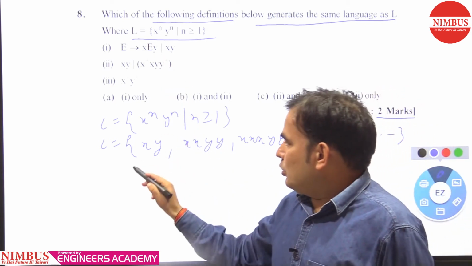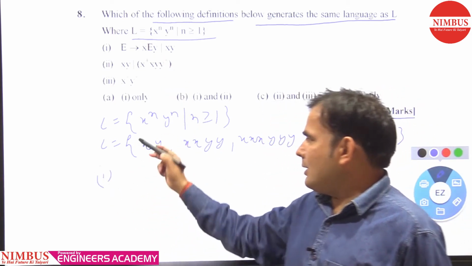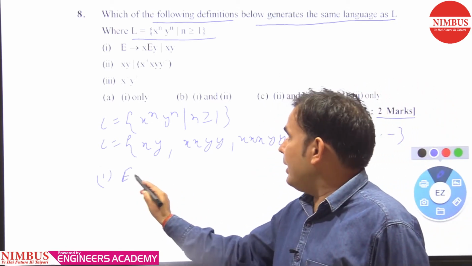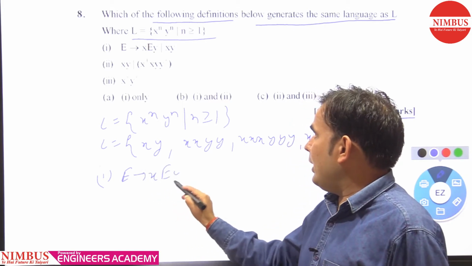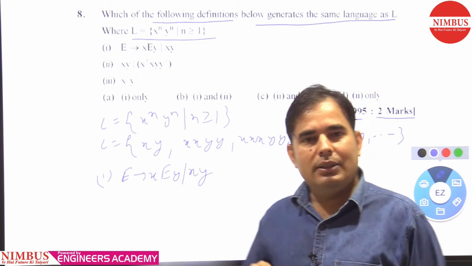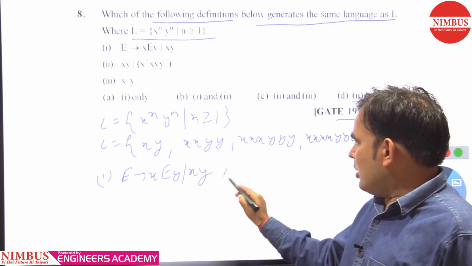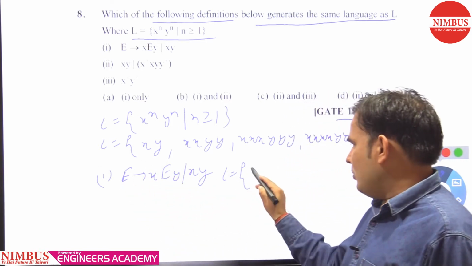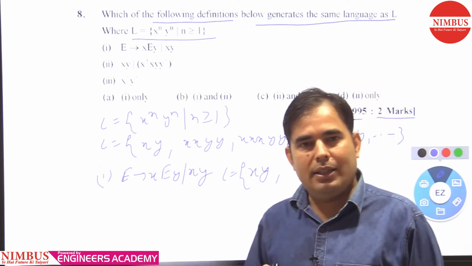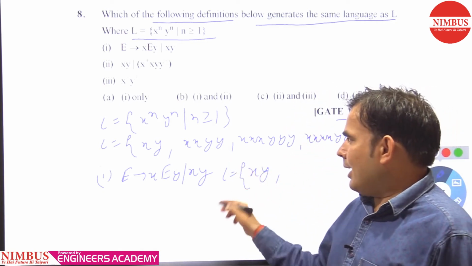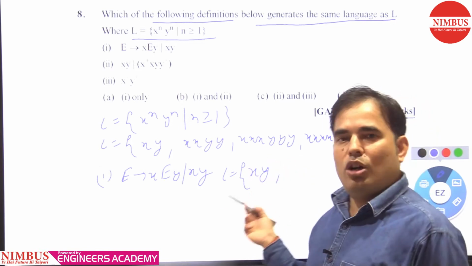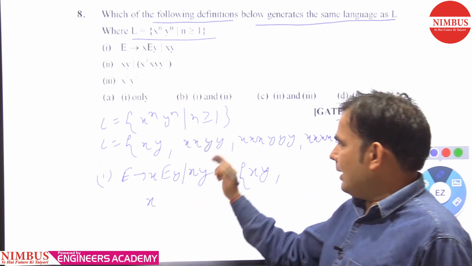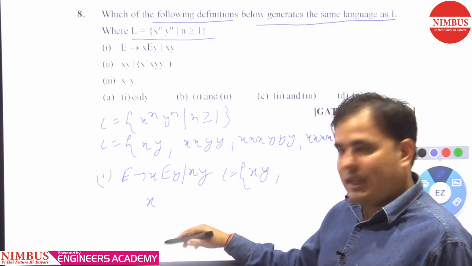Okay, fine. So let's take the first and see whether it generates the same language as given in the question. Let's take the grammar E tends to xEy | xy, right? It generates the minimum string xy directly from the starting symbol. So we need to see whether it generates the other strings present in the given language or not.